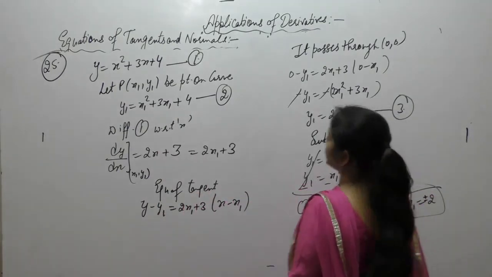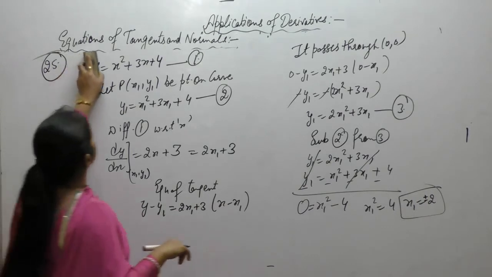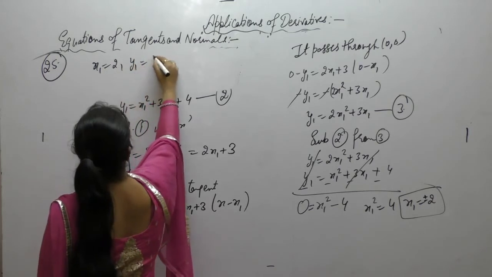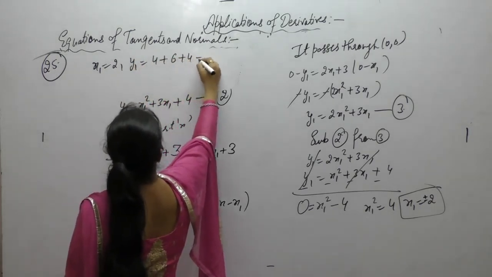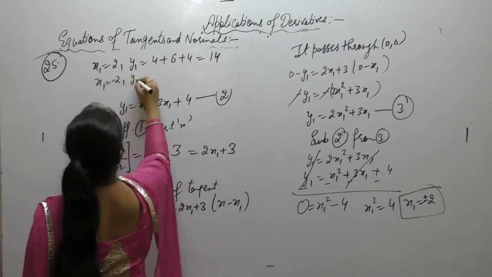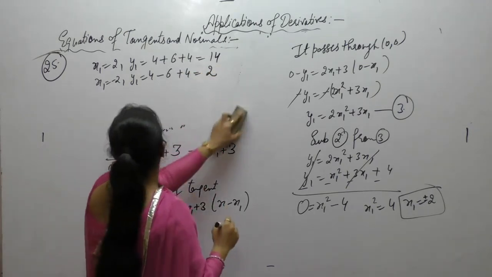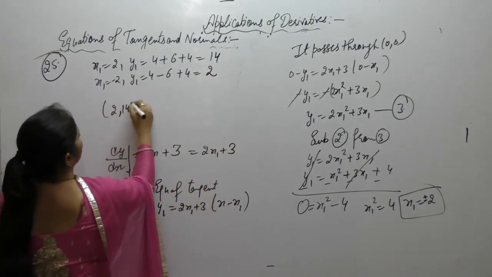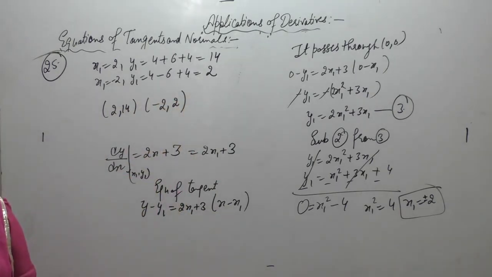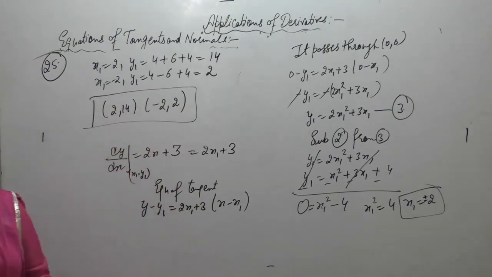Put the value of x1 to find the value of y1. When x1 is 2, then y1 is 2 square plus 3 into 2. When x1 is minus 2, y1 is 2 square plus 3 into minus 2. So we get 2 points, 2, 14 and minus 2, 2. So these are the required points. Note it down.